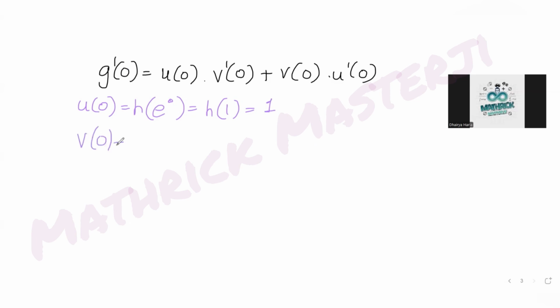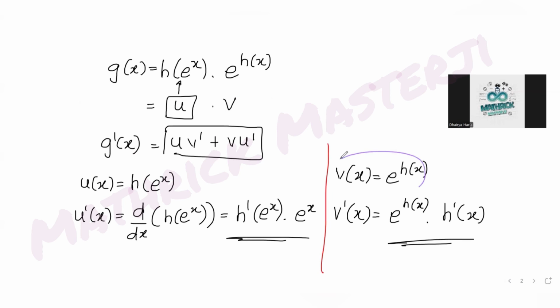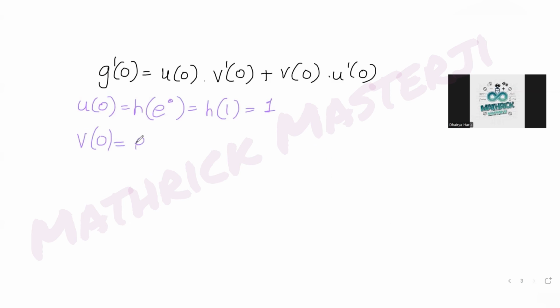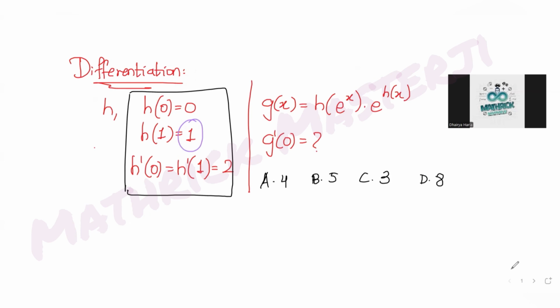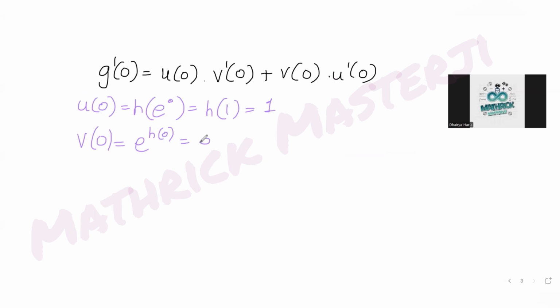V of 0, if I find out, V of 0 means this. So I get e raised to h of 0. And h of 0 is given to me here, it is 0. So it basically becomes e raised to 0, which is 1 again.